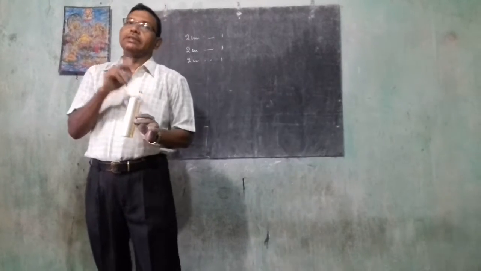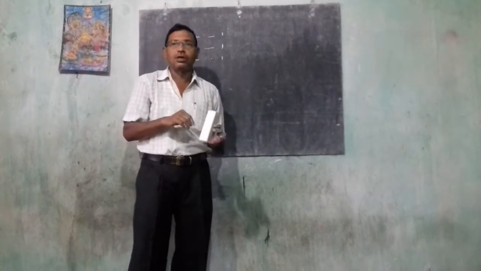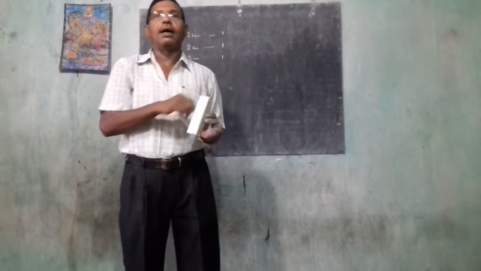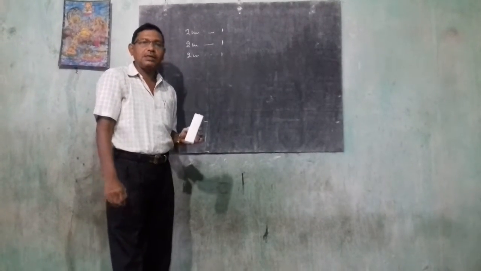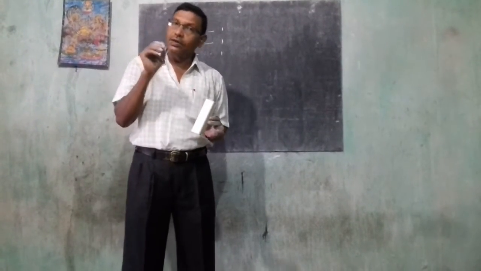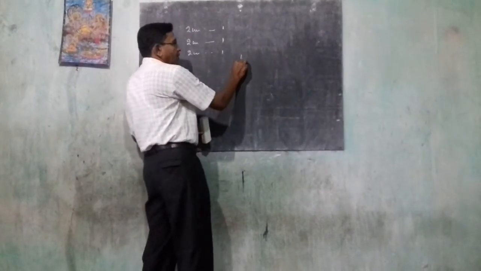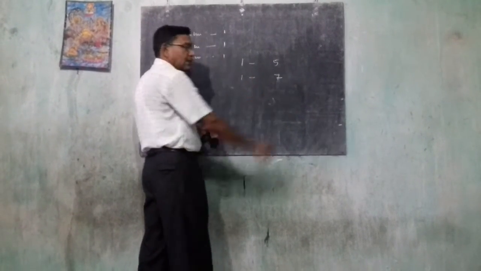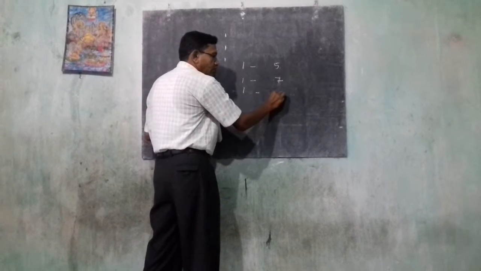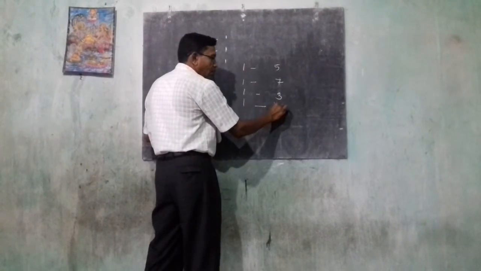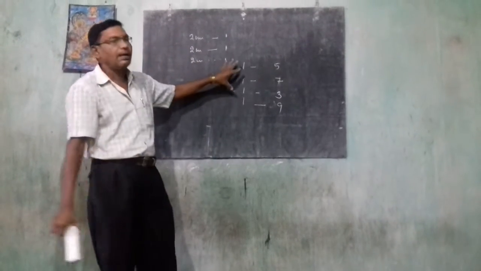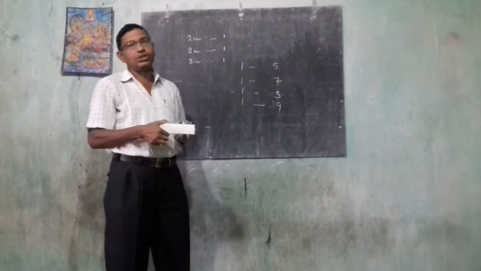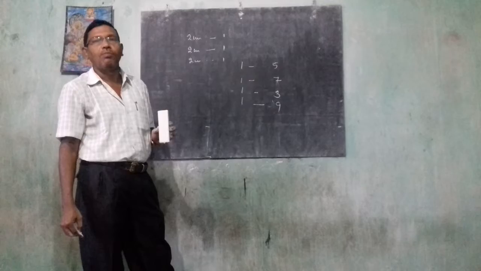But what is non-uniform motion? Non-uniform motion means the object covers unequal distance in equal intervals of time. That means in 1 hour the person moves 5 km, the next hour the person moves 7 km, the next hour 3 km, the next hour 9 km. In this type, the time intervals are equal but the distances are unequal. This type of motion is known as non-uniform motion.